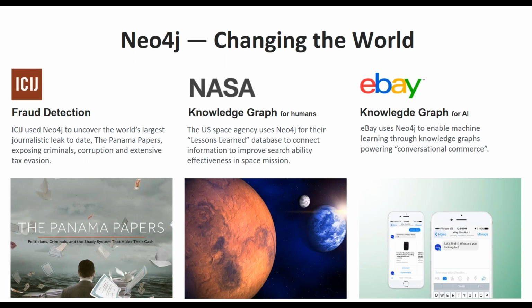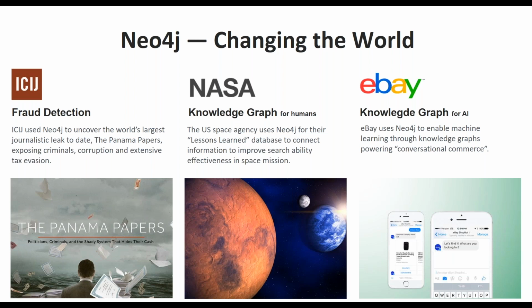So we've done some pretty cool stuff, and we've been involved in some pretty cool stuff. There are three projects I'd like to point out, which I think are really exciting. The first one is the ICIJ, the International Consortium of Investigative Journalists, where they did one of the biggest leaks ever, exploring various deeds happening through the Panama Papers.